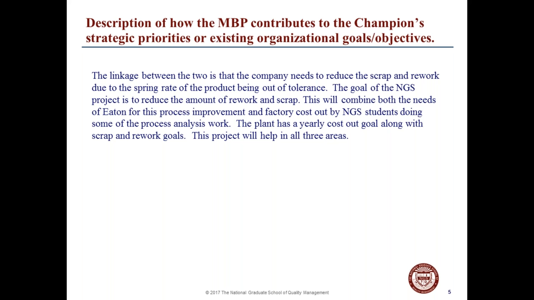So on this slide, we're talking about how our MVP is contributing to the champion's overall strategic priorities and the organizational goals. The linkage between the two is that the company needs to reduce the scrap and rework due to spring rate of the product being out of tolerance. This is the variation that Dave was just talking about. Our goal is to reduce the amount of rework and scrap.